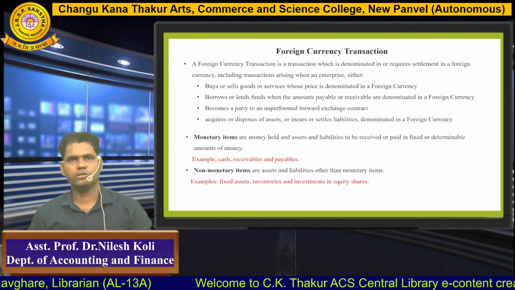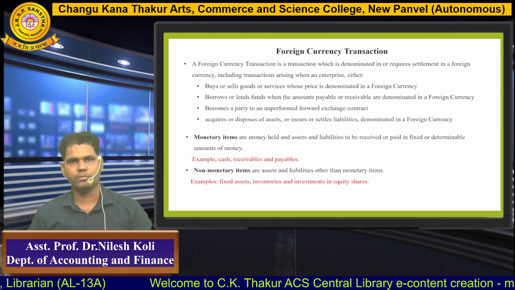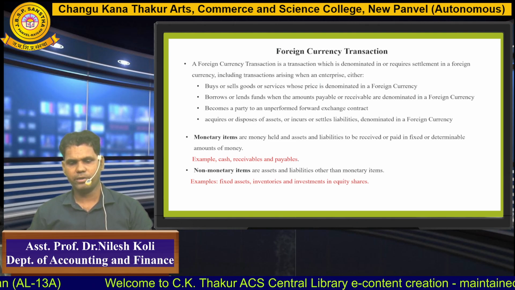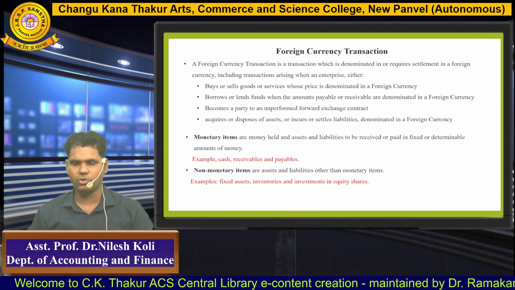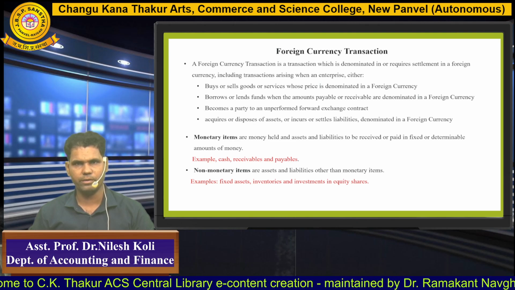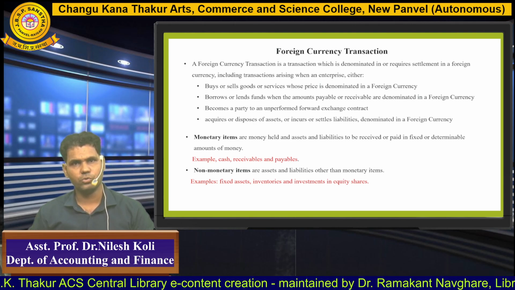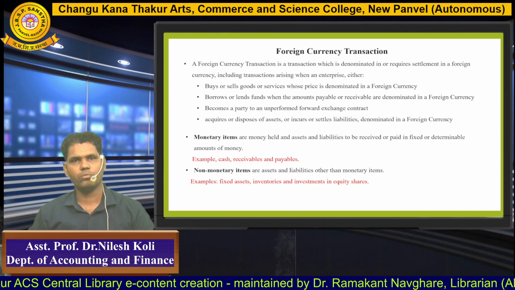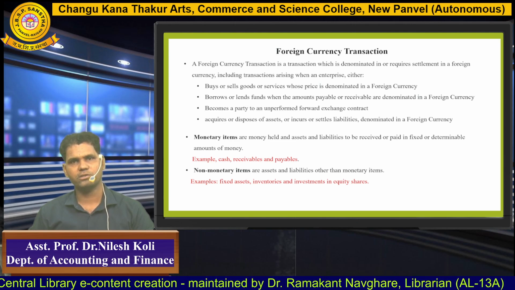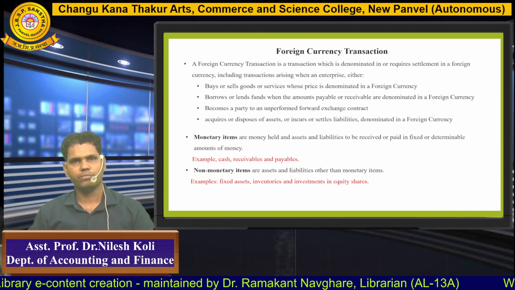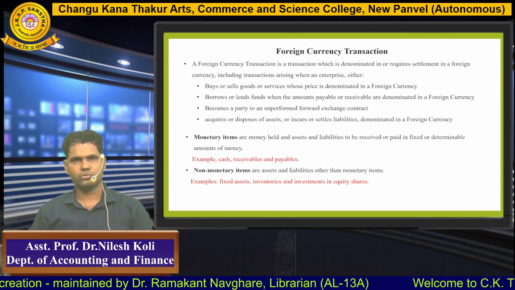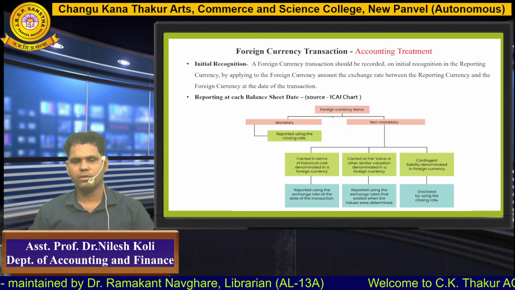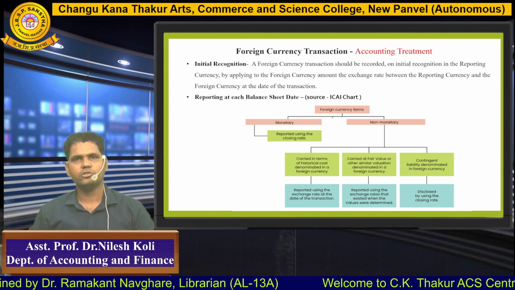Here we have to discuss two items. First, monetary items. Monetary items are money held, and assets and liabilities to be received or paid in fixed or determinable amounts of money. Examples: cash, receivables and payables. Non-monetary items are assets and liabilities other than monetary items. Examples: fixed assets, inventories and investment in equity shares. Now, further, the accounting treatment: initial recognition.